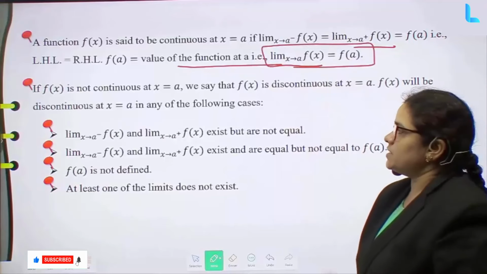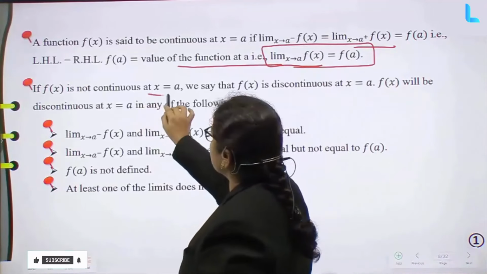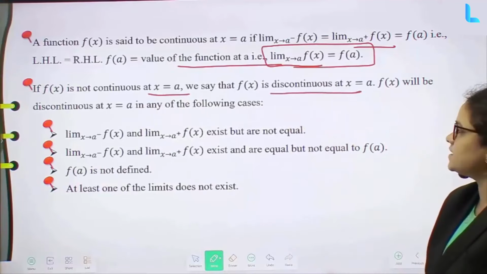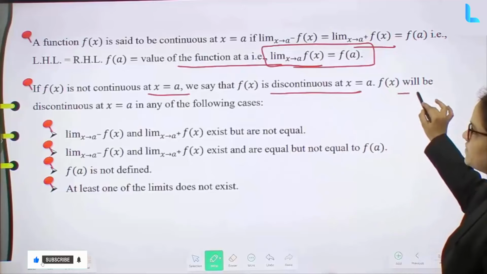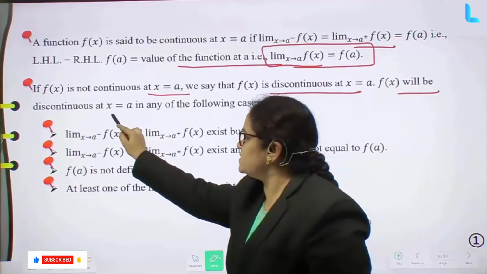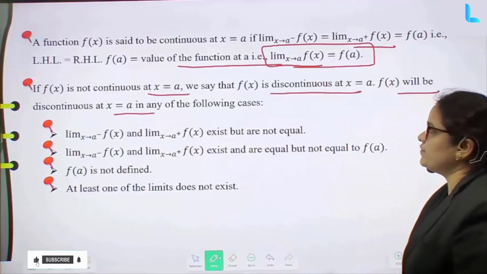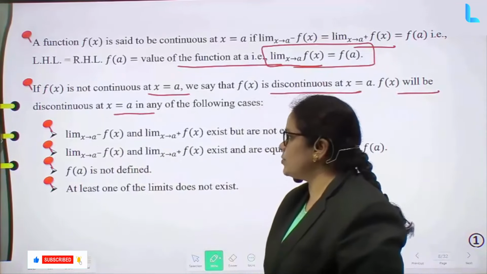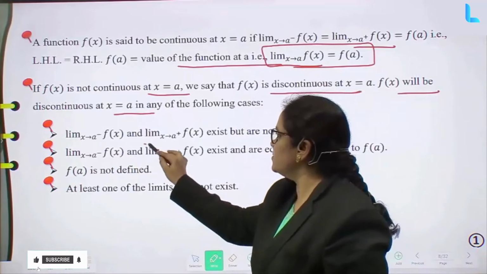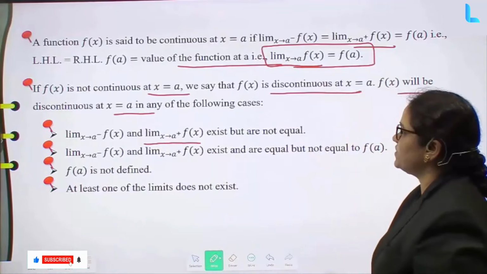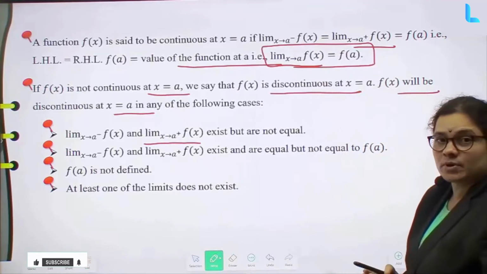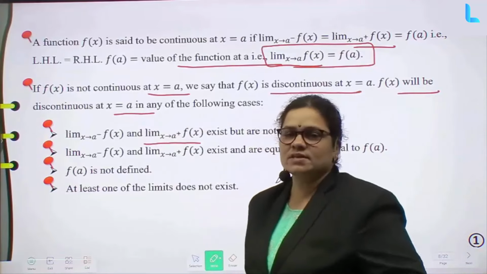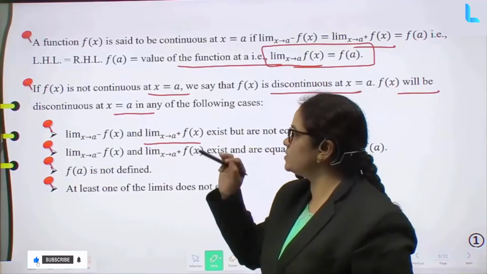Next, if f(x) is not continuous at x equal to a, we say that f(x) is discontinuous at x equal to a. f(x) will be discontinuous at x equal to a in any one of the following cases. First case: limit x approaches a minus f(x) and limit x approaches a plus f(x) exist but both are not equal. So the given function f(x) is said to be discontinuous at x equal to a.